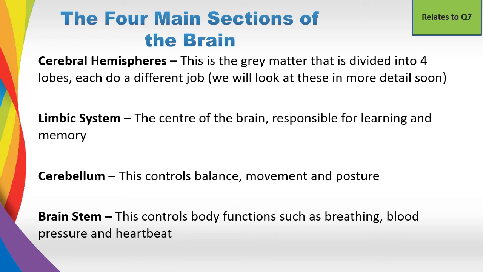So, we're going to look at the four main sections of the brain here. So we've got the cerebral hemispheres. This is the grey matter, which is then divided into the four lobes that each do a different job. And those are what we're going to have a look at more soon. So the grey matter, you may have heard of that term or you may not. The limbic system, this is the centre of the brain and it's responsible for learning and memory. The cerebellum, this controls things like balance, movement and your posture. The brain stem, this controls your body functions like breathing, your blood pressure, your heartbeat.